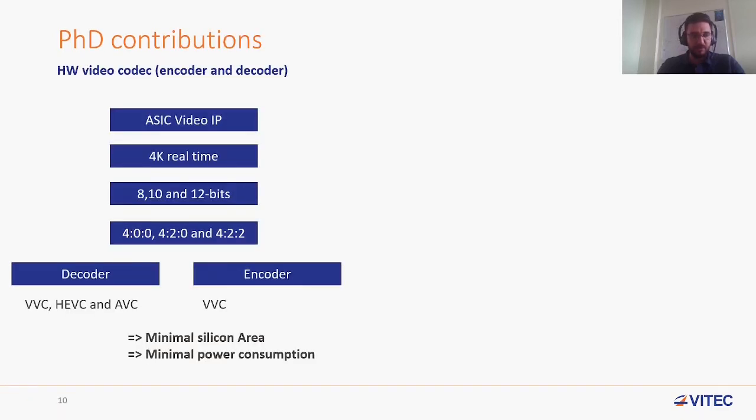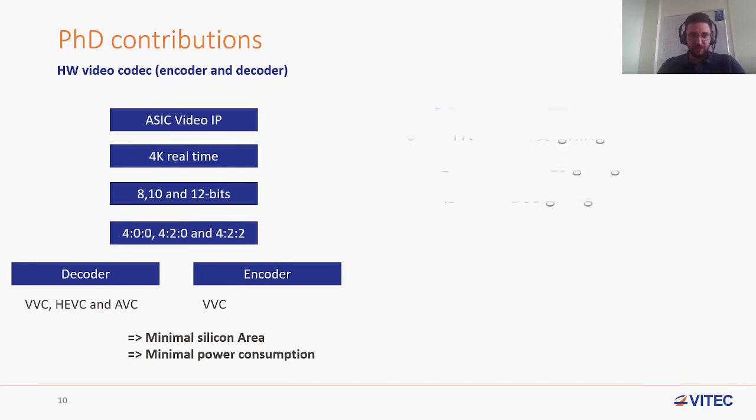Now let's take a look at the features of the hardware encoder and decoder. As we can see here, the hardware codec should be able to process in real time 4K videos at 60 frames per second. It should be able to support all bit depths 8, 10, and 12, and all chroma subsampling up to 422. For the decoder context, all recent MPEG video coding standards should be supported: VVC, HEVC, and AVC, while for the encoder context, only the VVC video coding standard is supported. The objective is always to minimize as much as possible the silicon area and also the power consumption.